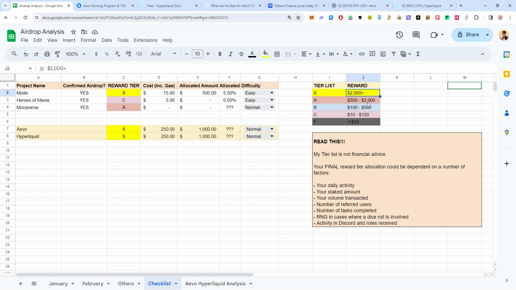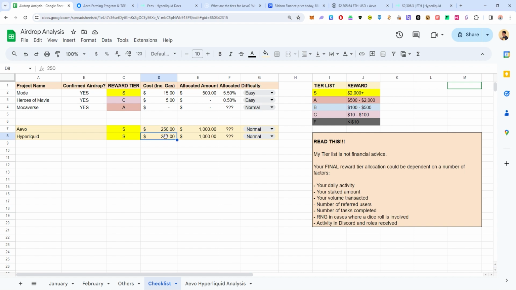And I can assure you, if you follow this strategy, if you hit the allocated targets and volume, you would get a guaranteed more than $2,000+ airdrop. If not, I will compensate you this amount. But this is the most important thing. You've got to be able to allocate this amount, at least $250 for Aevo and $250 for Hyperliquid. These are going to be the costs if you want to use this strategy.